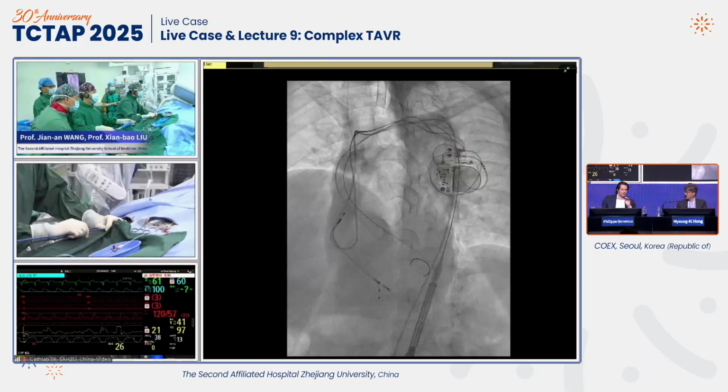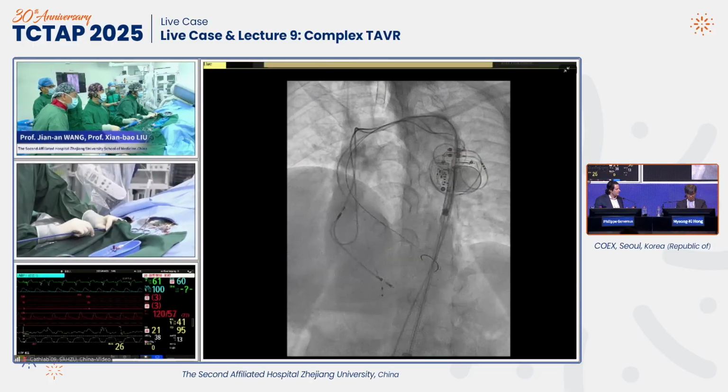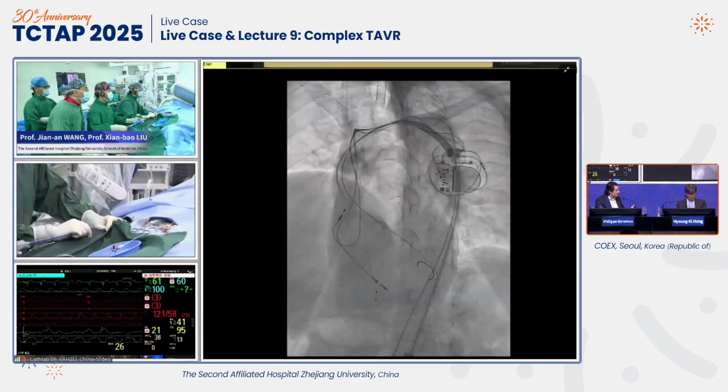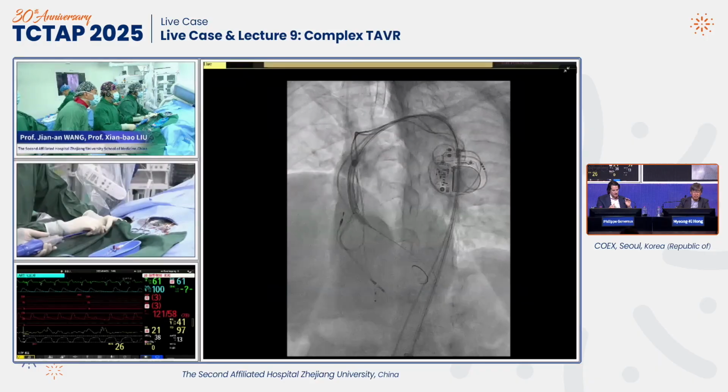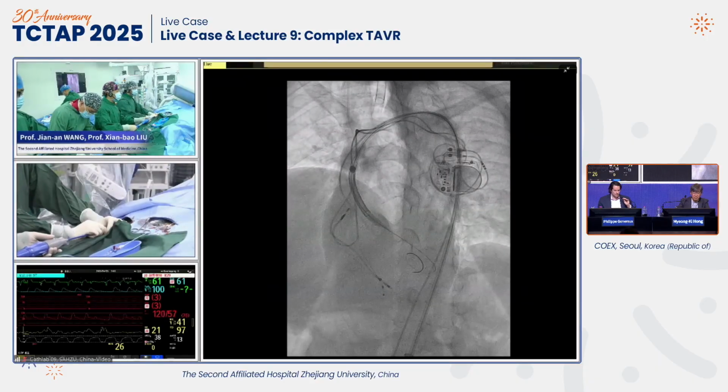I think for a bicuspid valve, using a Lunderquist is a good idea to make sure that you stay very central and you don't have bias on the wire, you go along the greater curvature. I think that's a very, very good choice for this particular case.